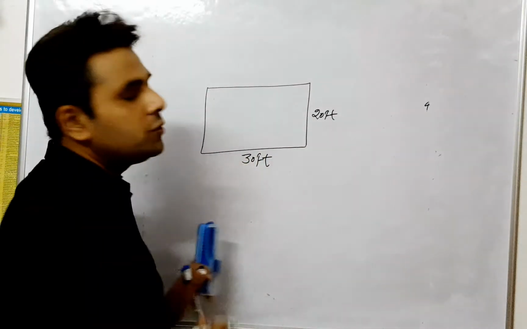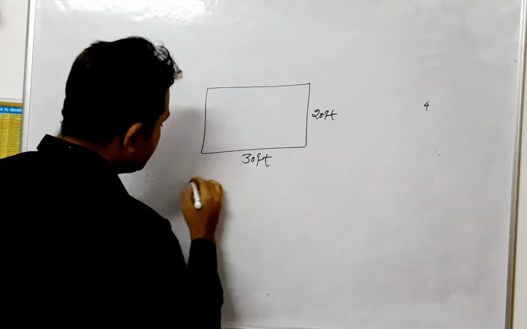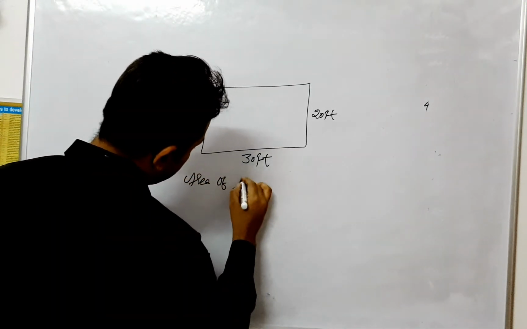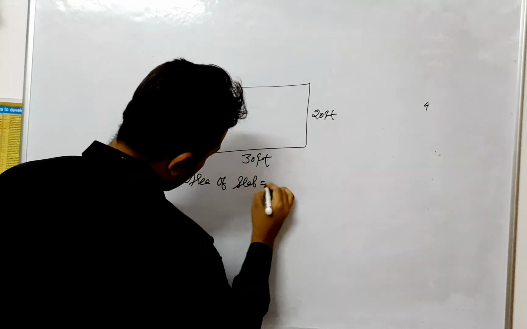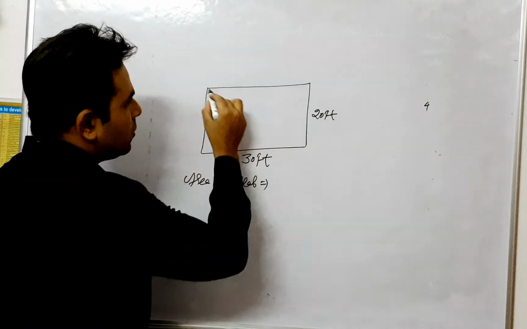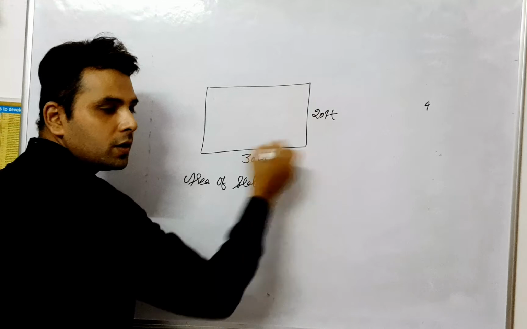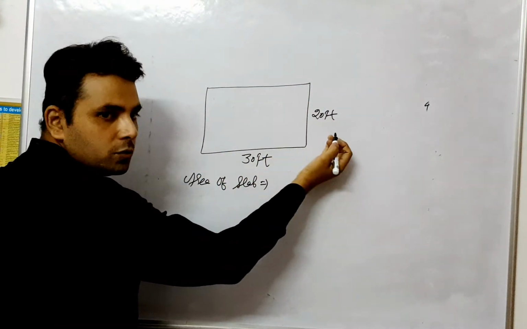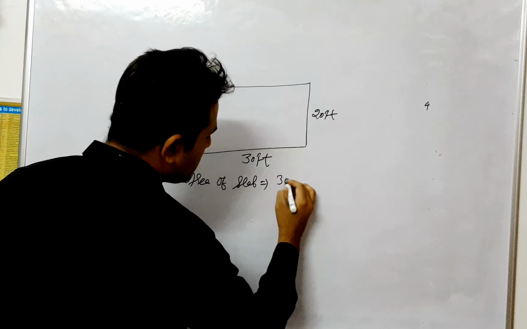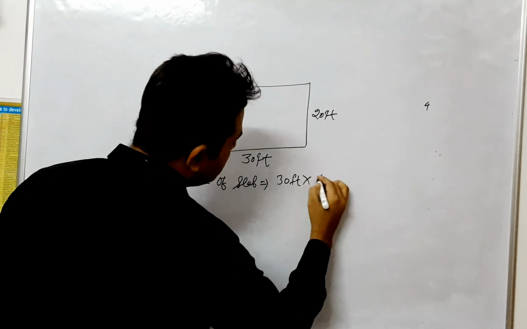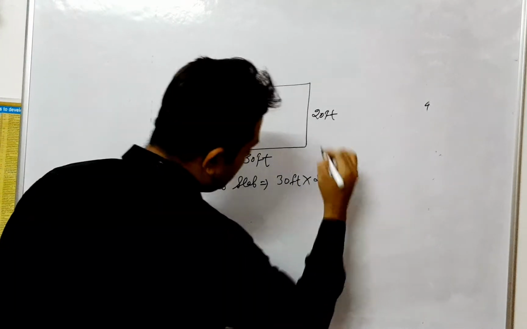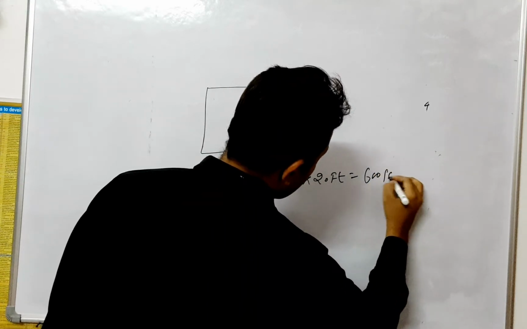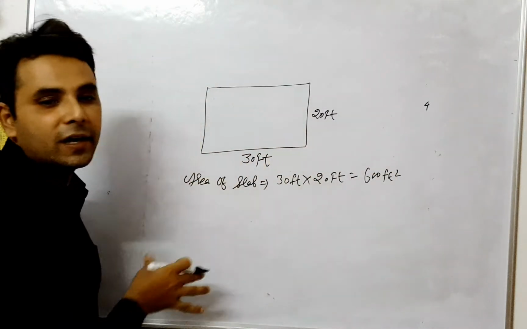So first of all, we have to find the area of this slab. What is the area of the slab? This structure is rectangular, so length into breadth means 30 feet into 20 feet. How much? 600 square feet is the area. Clear?